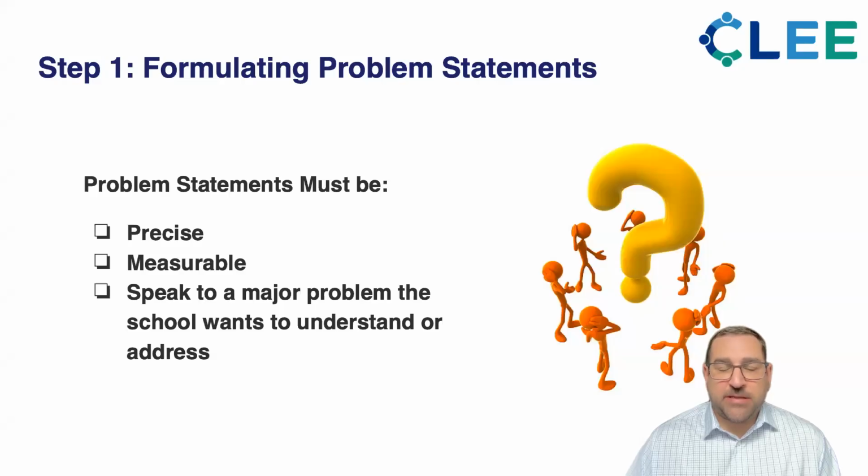These problem statements must be precise, measurable, and truly speak to the major problem the school wants to understand or address. For example, a collaborative team identifies low achievement in middle school math for multiple language learners. They would not want to operate from a problem statement like our multiple language learners can't do math. It simply just isn't quantifiable. Or math performance is low, which is too broad.